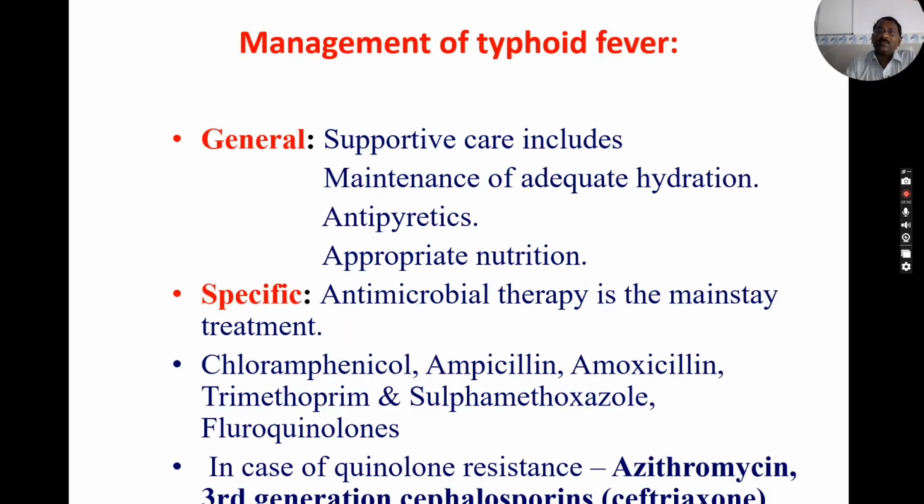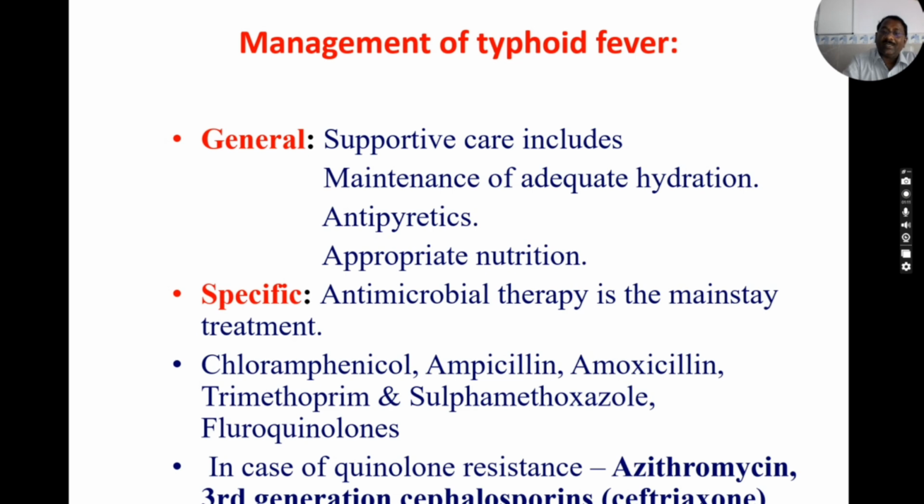So general measures: supportive care, adequate hydration, antibiotics, nutrition. This is also very important. So the nutrition is very important in all the infectious fevers. Specific, you know that antibiotic therapy is the mainstay. So all these antibiotics I already told you.